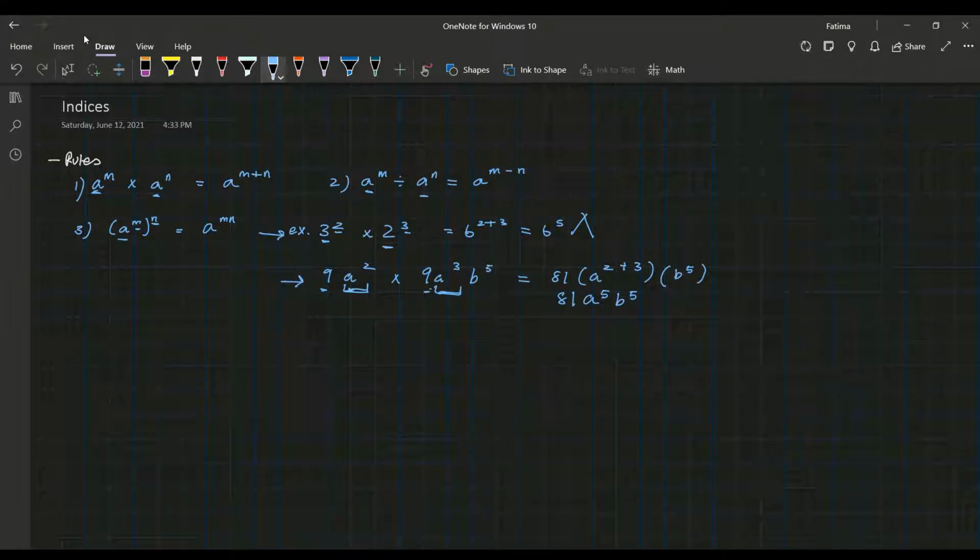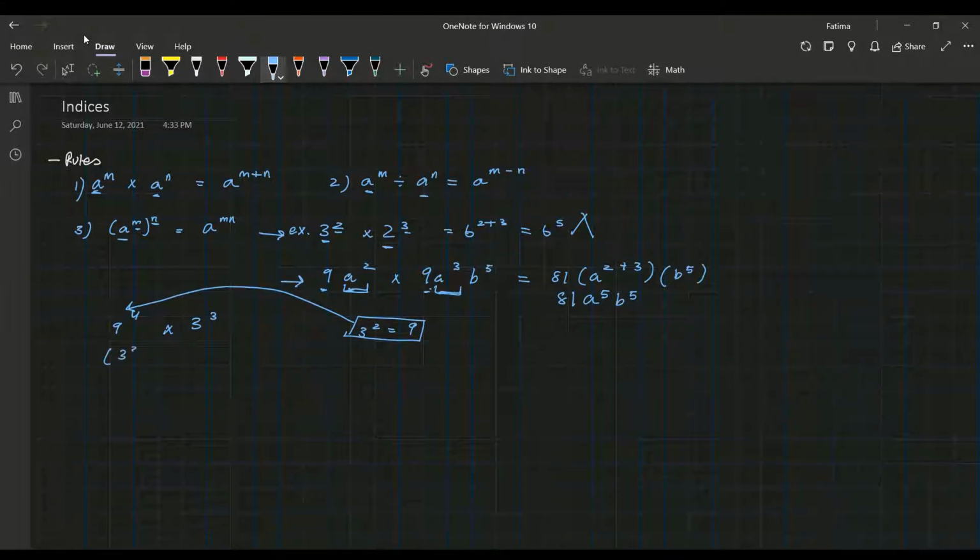Now, the reason why I mentioned the third rule before moving on to these examples is because, let's say we were given the question 9 to the power 4 into 3 cubed. So you should automatically recognize that 3 squared is equal to 9. So I can substitute this over here instead of 9, so that my base would end up as 3.